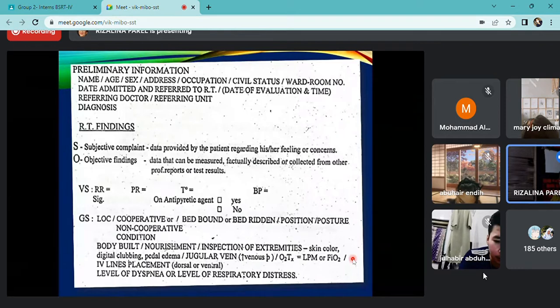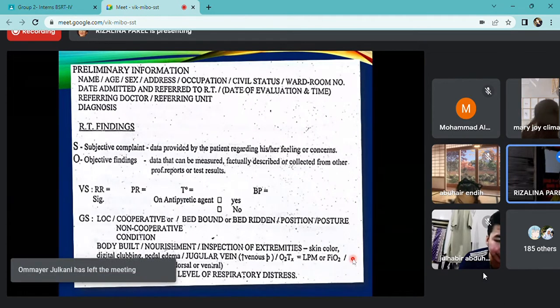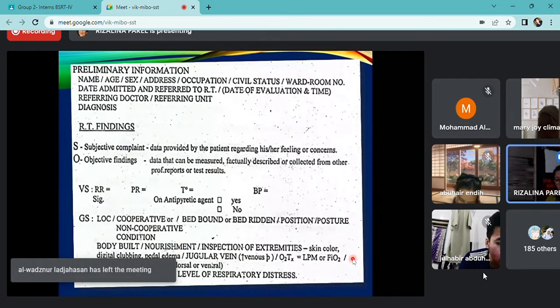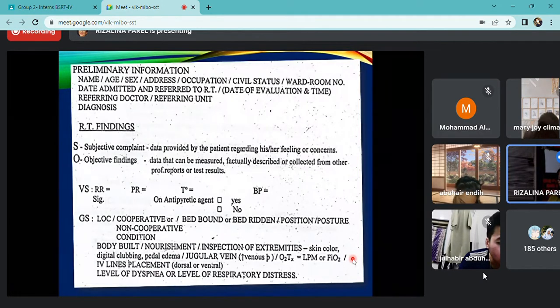So digital clubbing will show na meron nga siyang chronic disease. Or pwedeng smoker yung patient at merong heart problem. So hindi maganda na yung kanyang circulation and perfusion. Kaya meron siyang digital clubbing. And then you check further kung meron nga bang edema. So the presence of edema will tell us na poor ang circulation ng patient. And there is imbalance sa kanyang mga electrolytes.